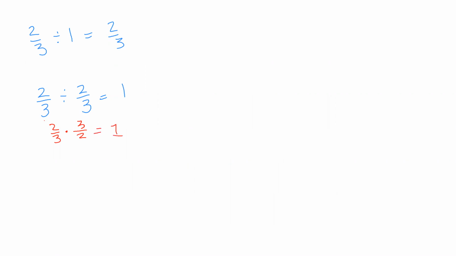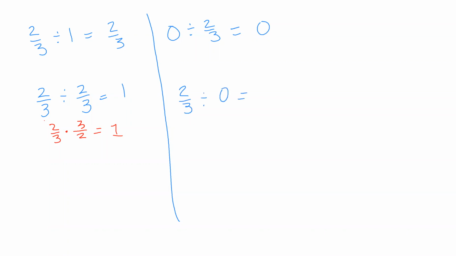Now, division properties of 0 students generally don't like as much. So let's say I have 0 and I'm dividing it by 2/3. Well, 0 divided by a number is okay. So this would just be 0. But if I flipped it and I said 2/3 divided by 0, this is not okay. This is where we get undefined.